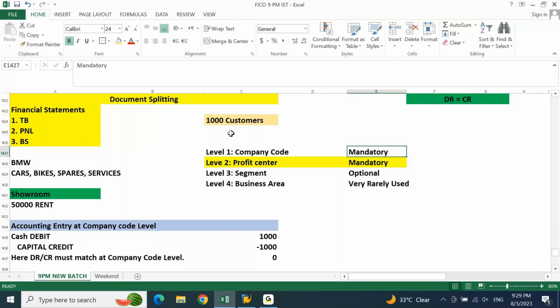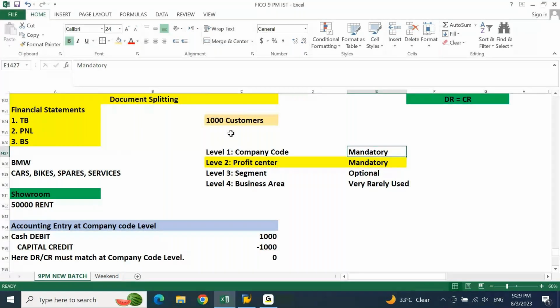Thank you, sir. And sir, in item category level, there are vendor and customer item categories also, right, sir? Right. So what does it mean exactly? Is it subledger level? Subledger account. Yes. Okay.